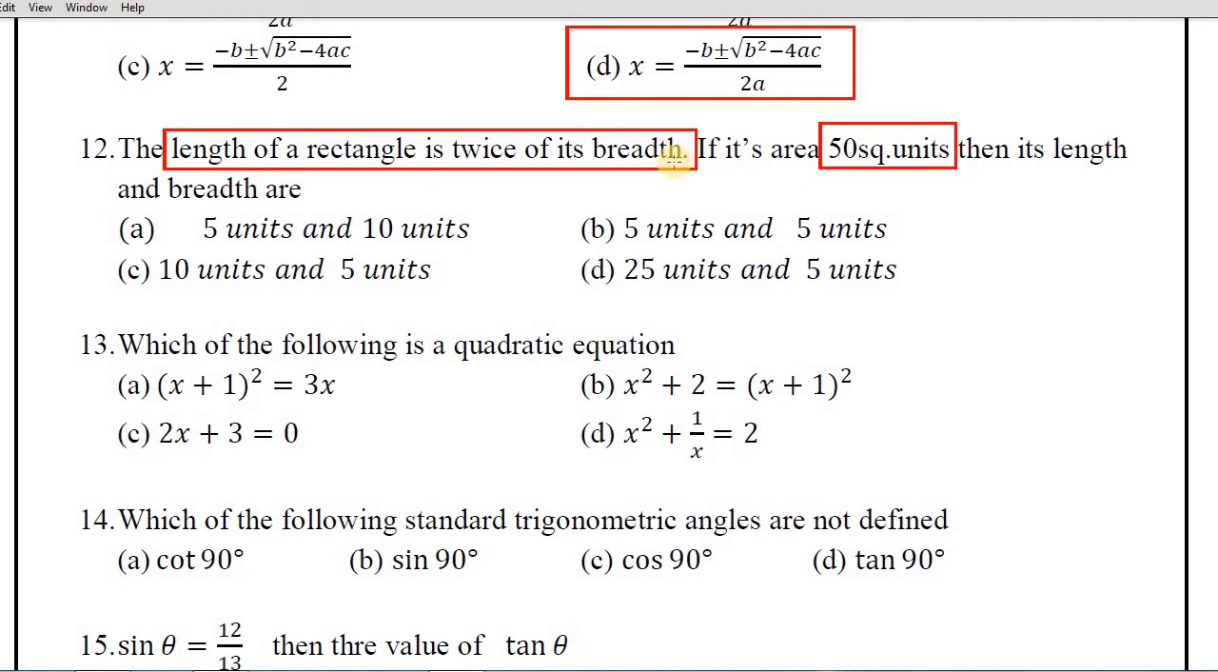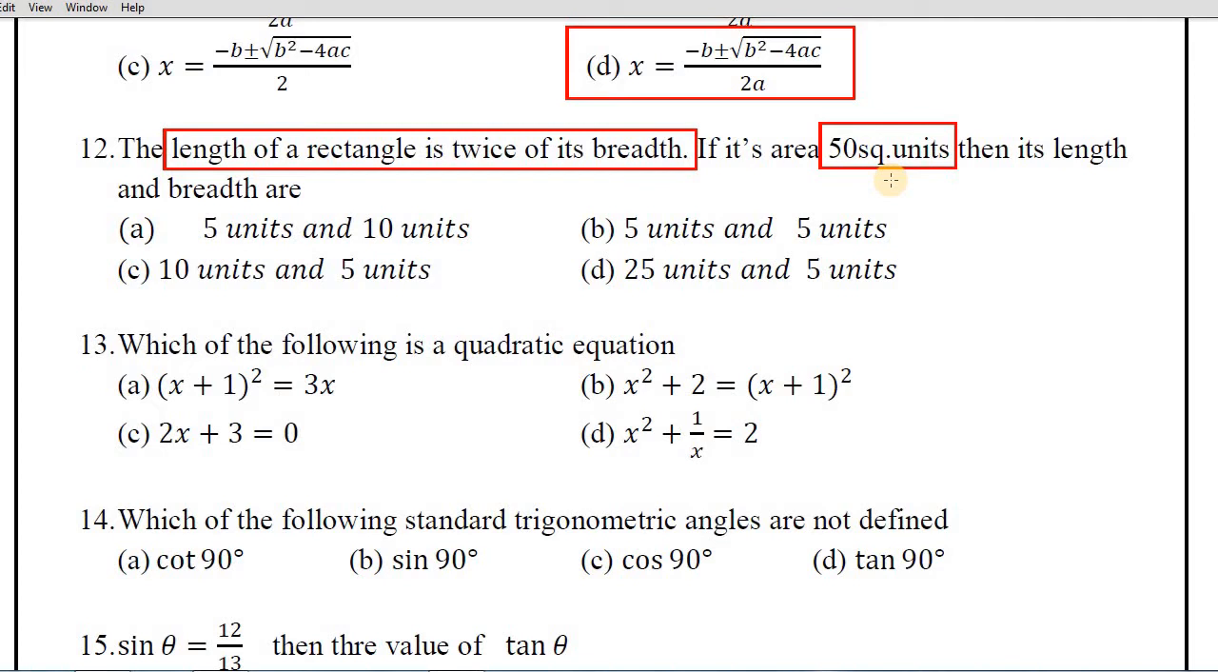So breadth you have taken x, length is 2x. The area of the rectangle is 50 square units. Which formula will you use? L into B is equal to A. So L value is how much? 2x. Breadth value is how much? x, equals 50. So 2x into x is 2x². Next, transferring to the right side, we get x² = 25. The square transfers, we get the root. So x = ±5. We have taken x as breadth, and breadth cannot be negative. Hence breadth has become 5 units.